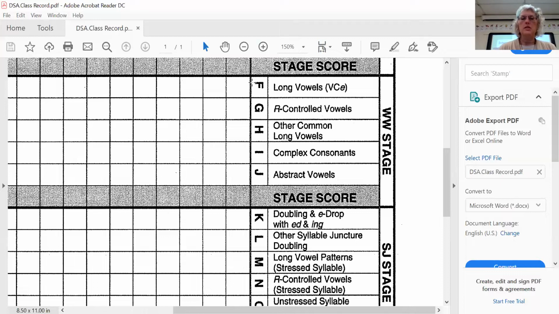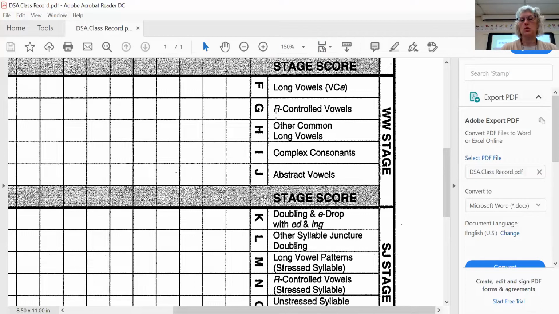But it starts with F, which is the vowel consonant E long vowel pattern. R control vowels, which we have the AR as in car, the OR as in corn, and then IR, ER, UR, which all have the same sound.